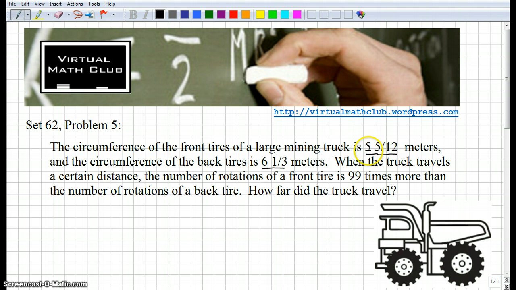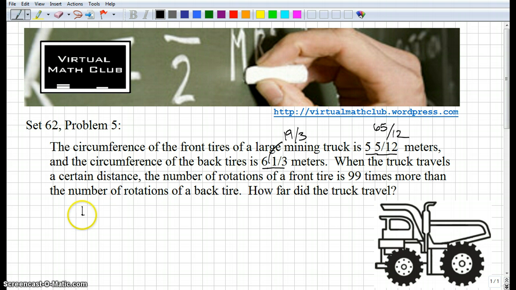So 5 times 12 is 60, plus 5 is 65. So this one is 65/12, okay? This is 3 times 6, which is 18, plus 1, which is 19 thirds, okay? So in improper form, this is 19 thirds meters and 65/12 meters.